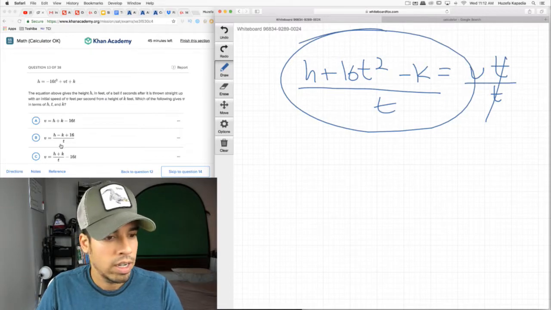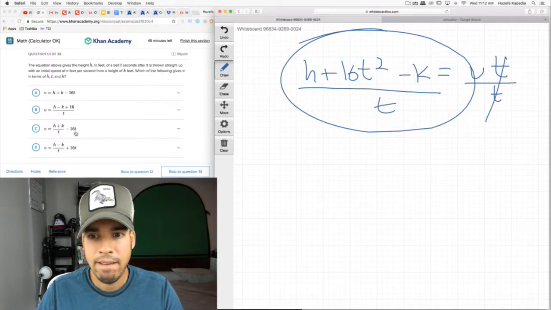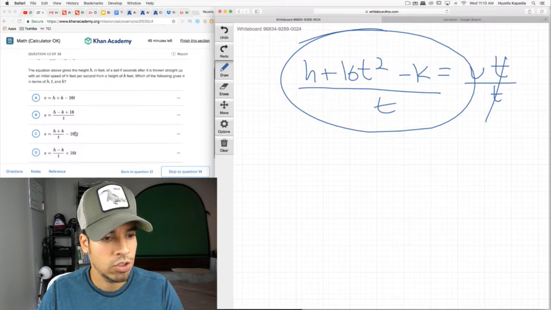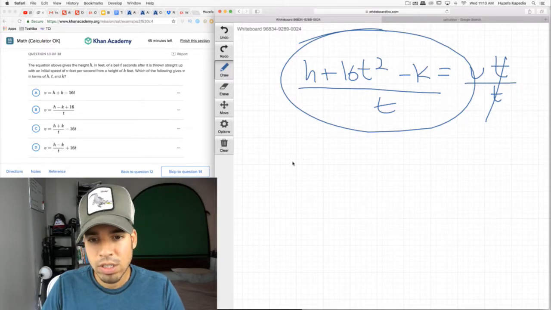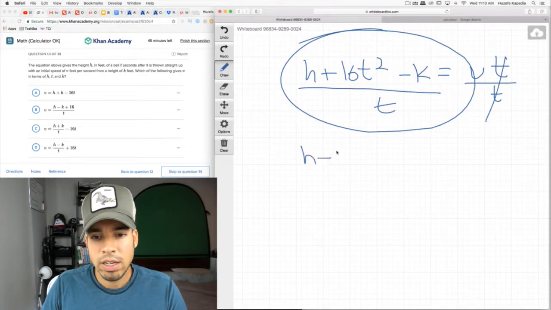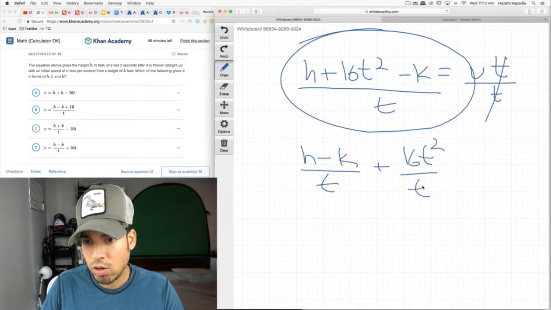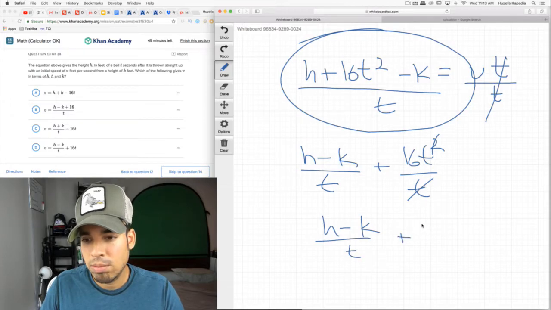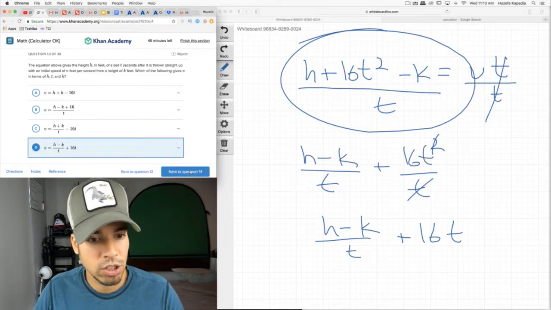Here's your answer. h plus 16t squared, wait. Wait a minute. 16t squared plus h. Oh, okay, I see what happened. So they separated all of this out. They brought the h and the k together, and then they separated this out into 16t squared over t, and then reduced this to 16t. So it's h minus k over t plus 16t. Okay, so they rearranged that fraction.